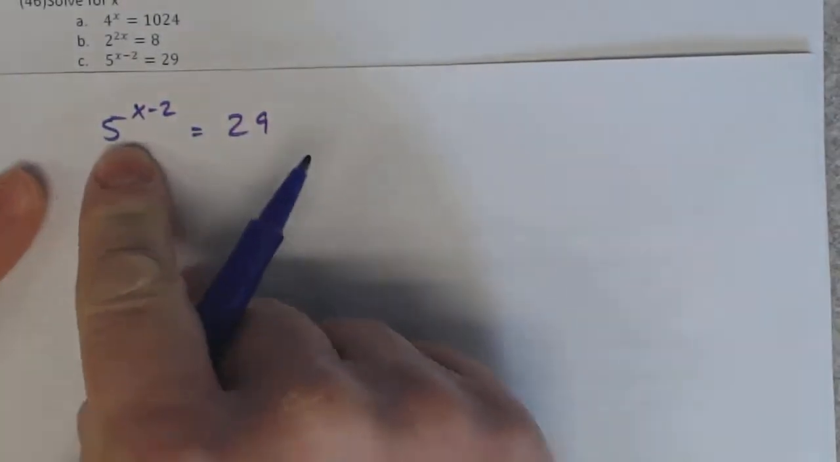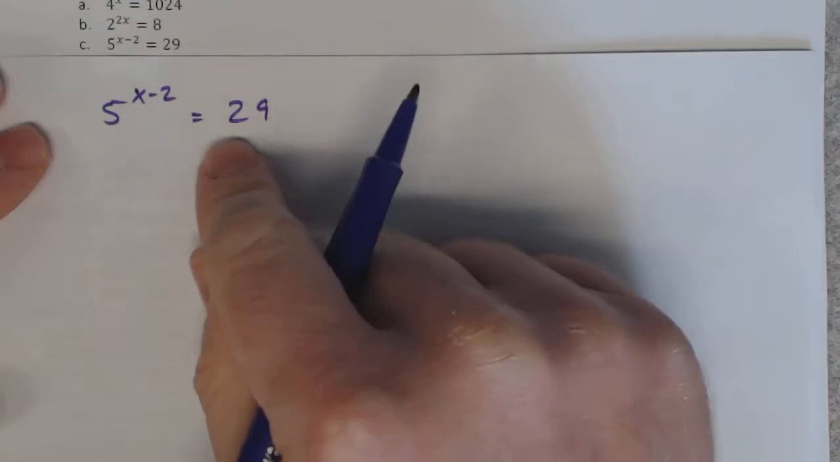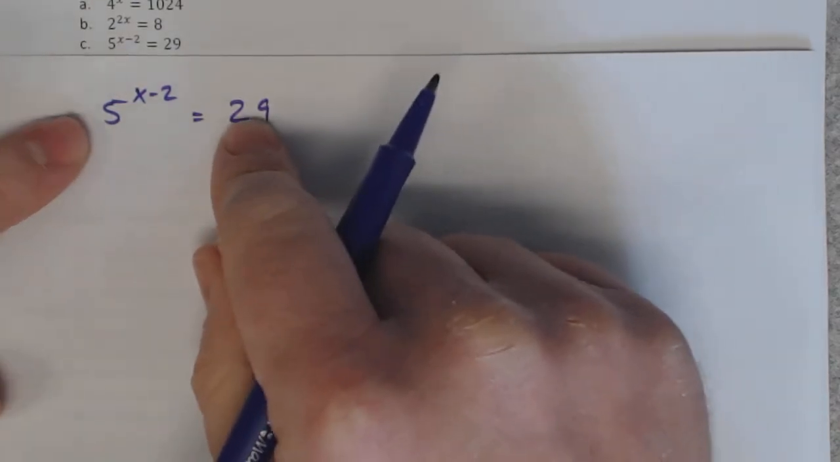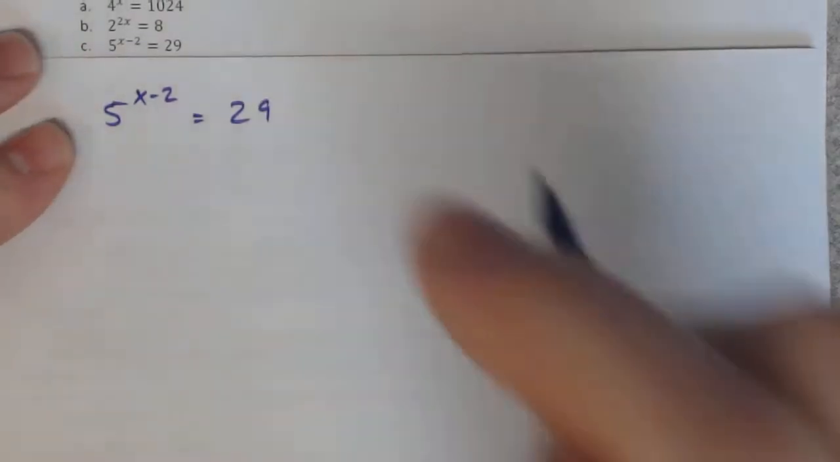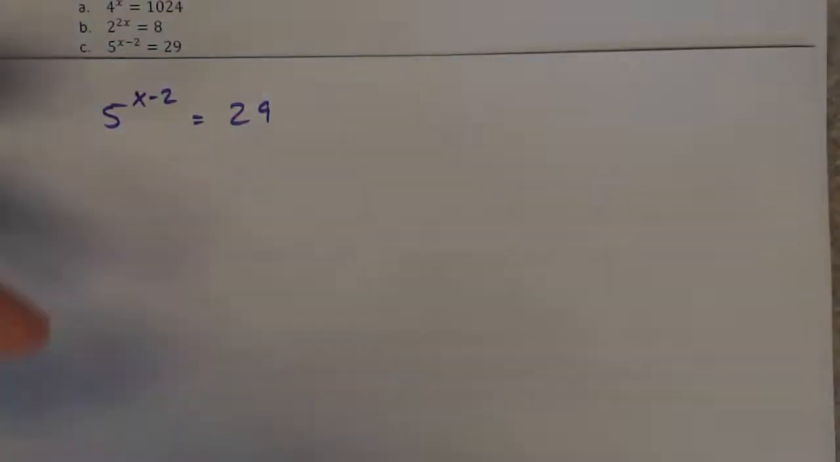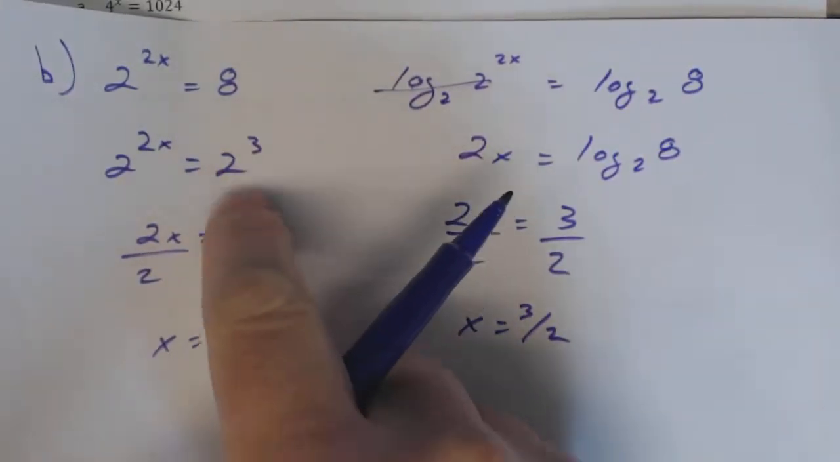All right, here's 5 to the x minus 2 equals 29. Now, I know that I don't know what power on 5 gives me 29. I know 5 squared gives me 25, but I want 29. So I have to do these questions now like this. I'm using the properties because I can't rewrite them. I just don't know what that number is right there.